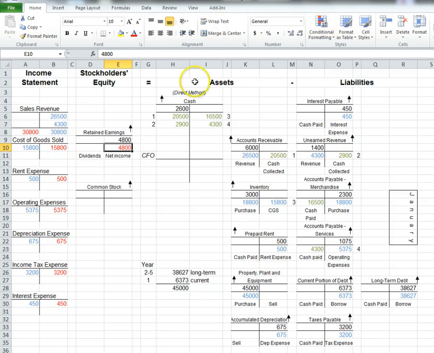Okay, we have solved for all the changes in the balance sheet accounts, and by doing that in blue now we have our income statement. Okay? All right, there is that.